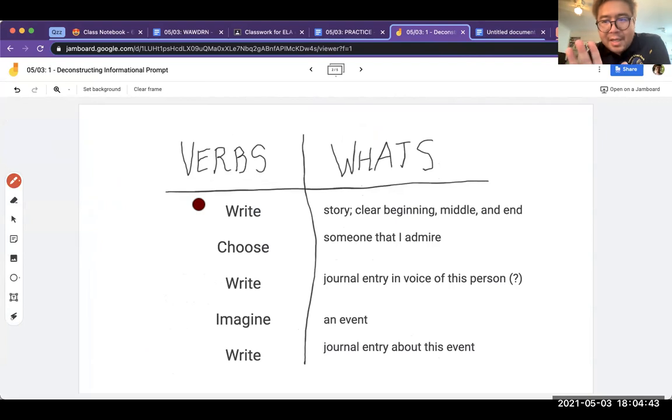So we're pretending that I finished my journal entry. Did I write a story with a clear beginning, middle, and end? Yes, I did. Did I choose someone that I admire? Lil Nas X, yes. Truthfully, I don't admire Lil Nas X, but I can pretend that I do. When you write something like this, it's probably better to choose someone that you really do admire.